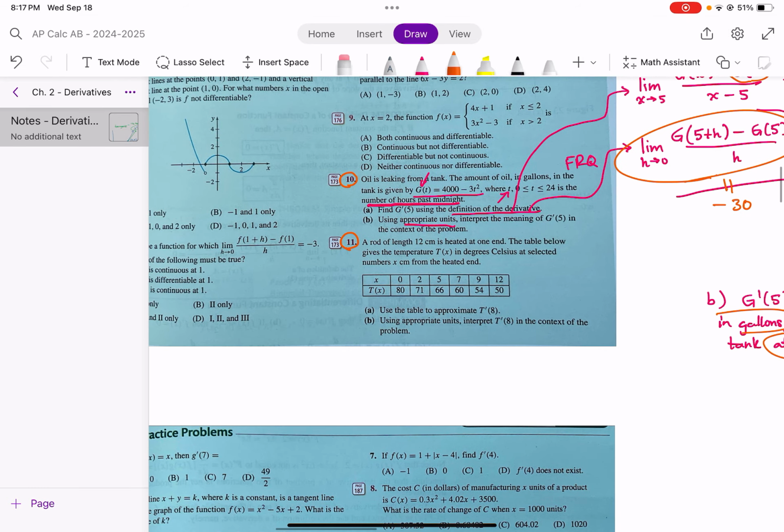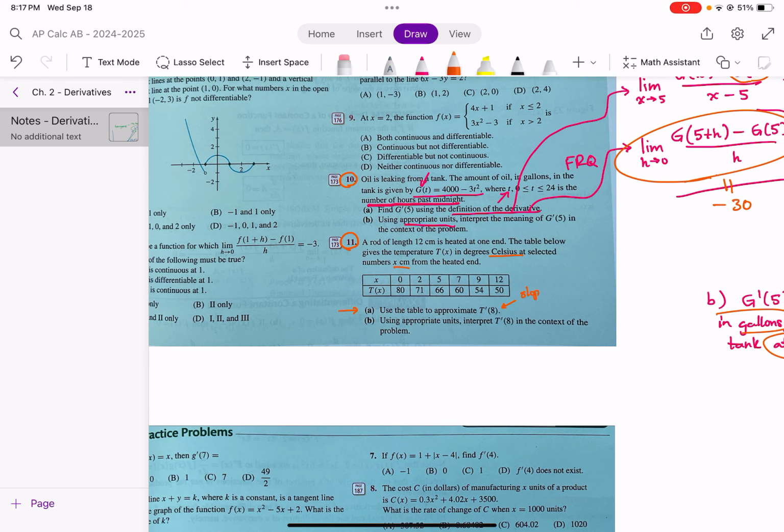So number 11, a rod of length 12 centimeters is heated at one end. The table below gives the temperature T of x in degrees Celsius at specific numbers, x centimeters, from the heated end. So our units here are Celsius, degrees Celsius, and centimeters, not time here. So that's kind of interesting. You typically don't see that. So part A, this is typically the easier part. Use the table to approximate T prime of 8. So remember, what is this?